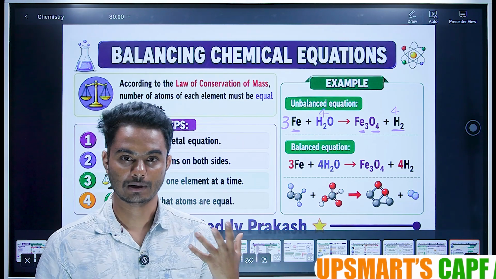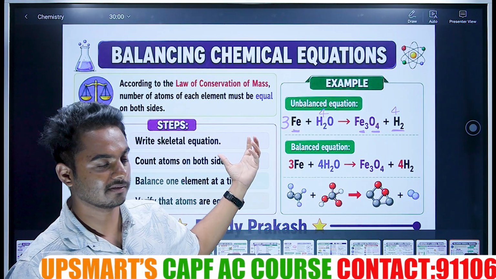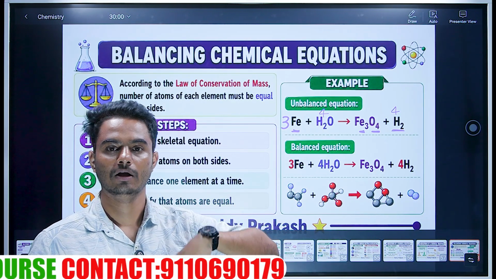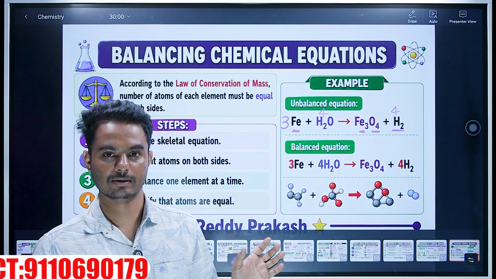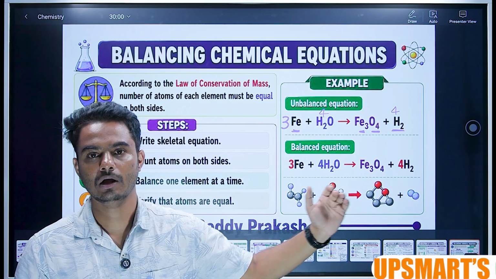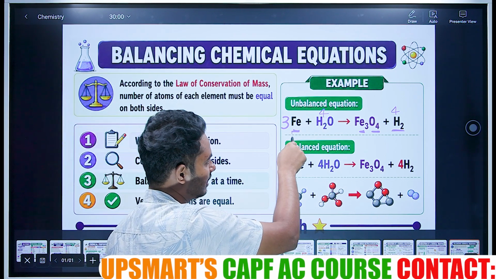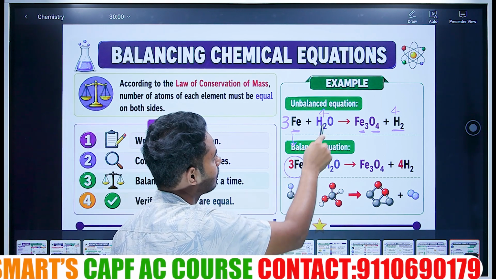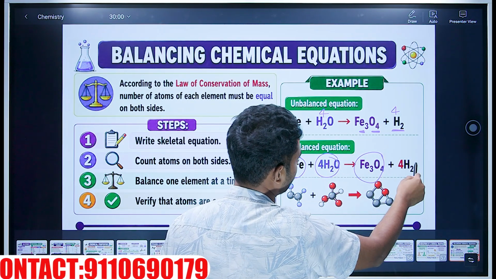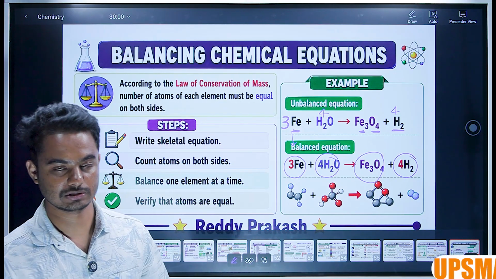What am I doing? I am analyzing what elements are there on both sides. I am balancing each one of them on either side. Then I am finally checking if the elements are equal on LHS as well as RHS, that is the left hand side, right hand side. Easy. See now, the correct equation is 3Fe + 4H2O → Fe3O4 + 4H2. This is the correct equation. This is how we balance the equations.